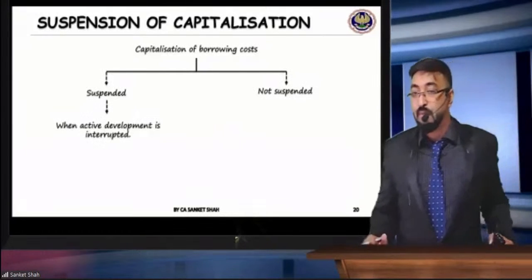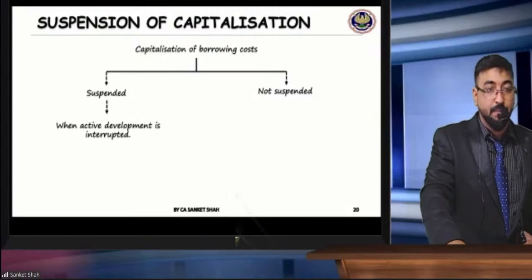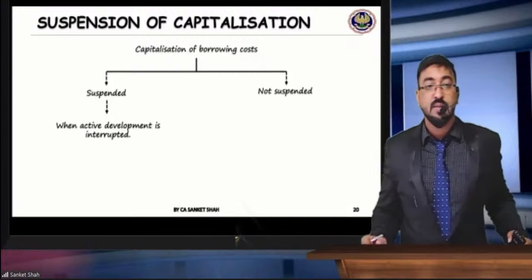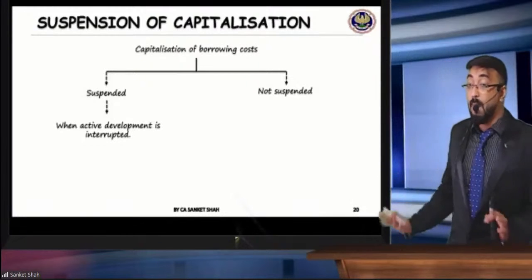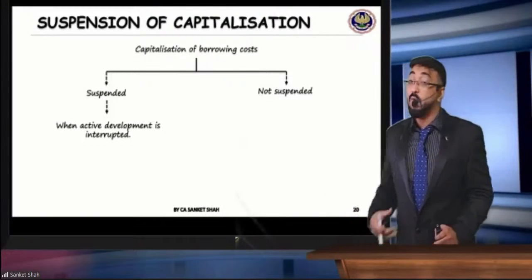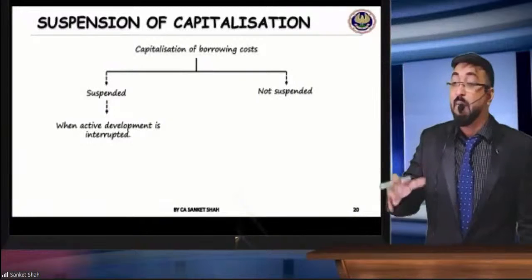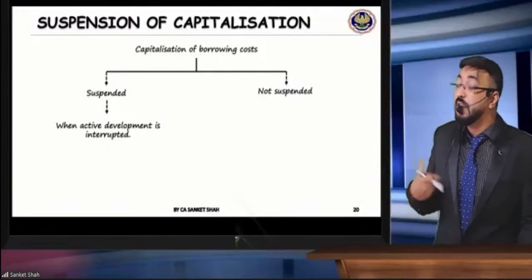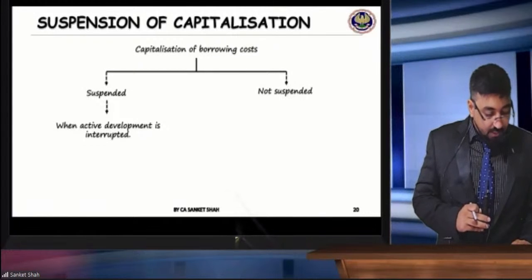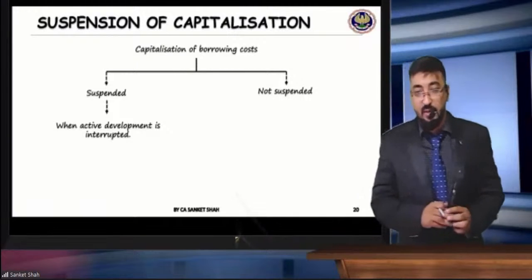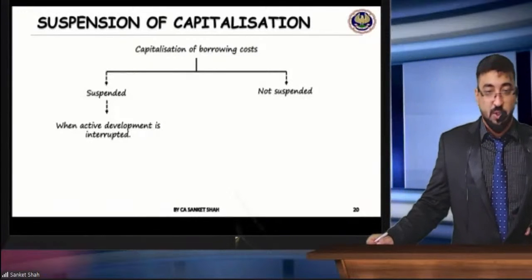Write down: suspended when active development is interrupted. When active development is interrupted, it is suspension. So cessation means permanently stopping the activity. Permanently stop means your asset is ready to use now. You won't suspend it, but you will cease it. That is permanent. And suspension means temporary cessation, or temporary stop of the activity. So when active development is interrupted, it is known as suspension.